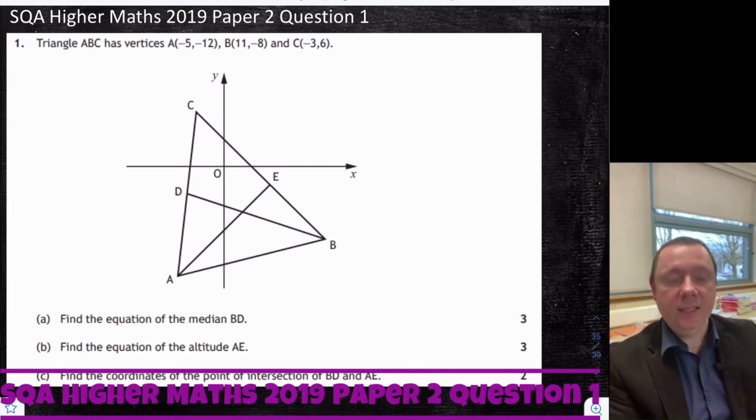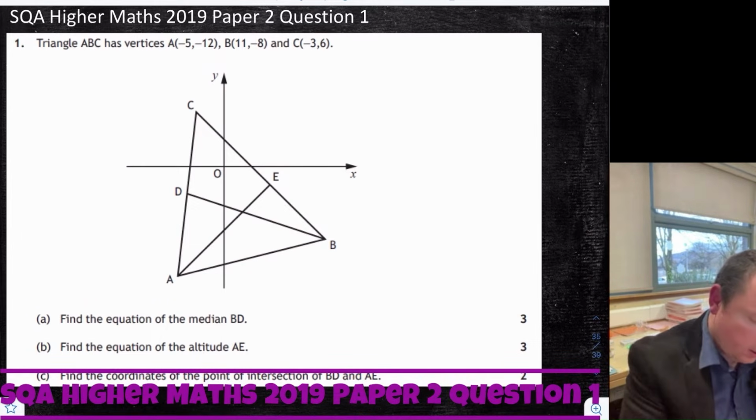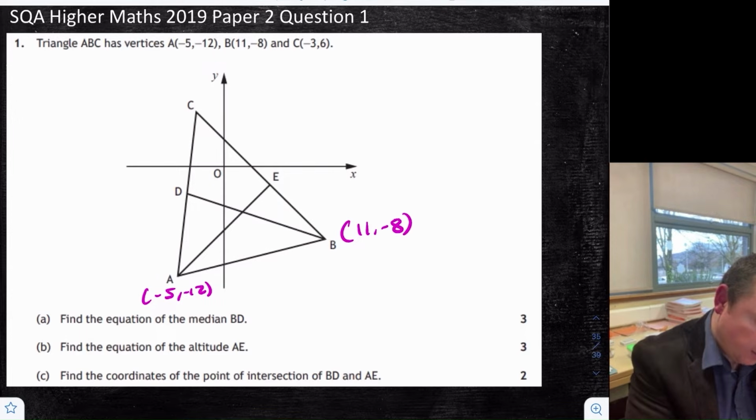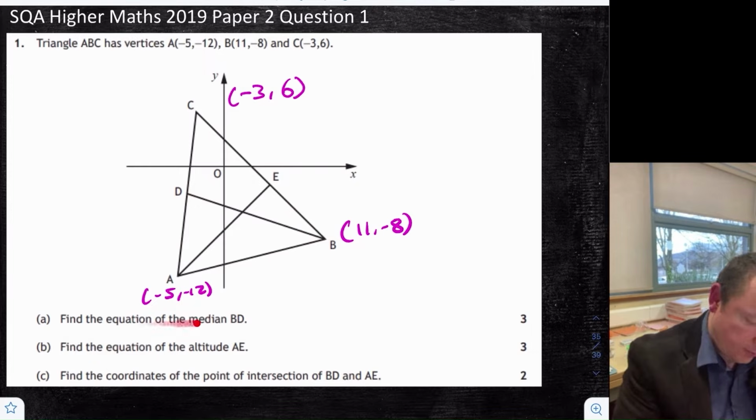Higher Maths 2019 Paper 2 Question 1. We had this picture and A was (-5, -12), B is (11, -8), and C is (-3, 6). And fairly standard, find the equation of the median, then the altitude, then the point of intersection.